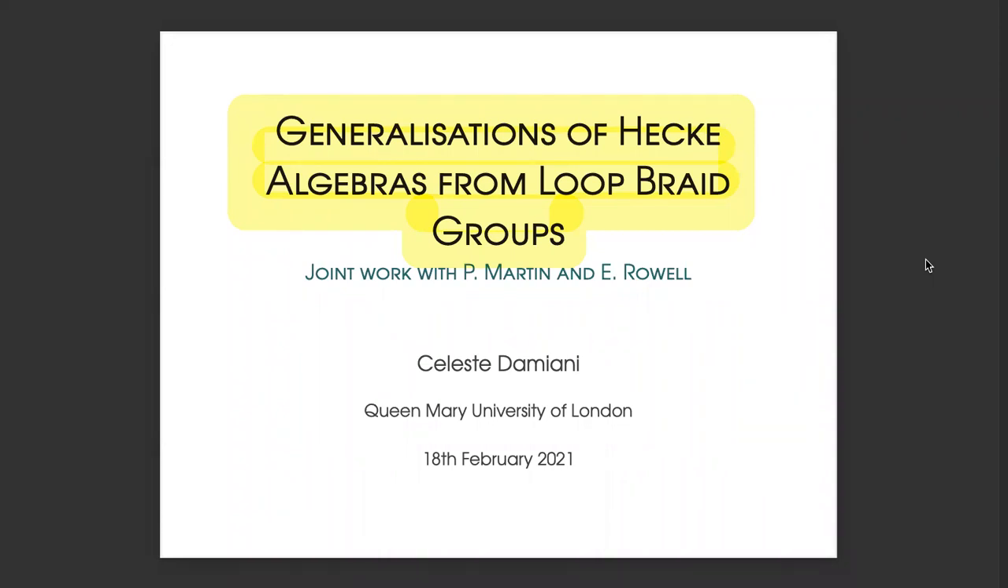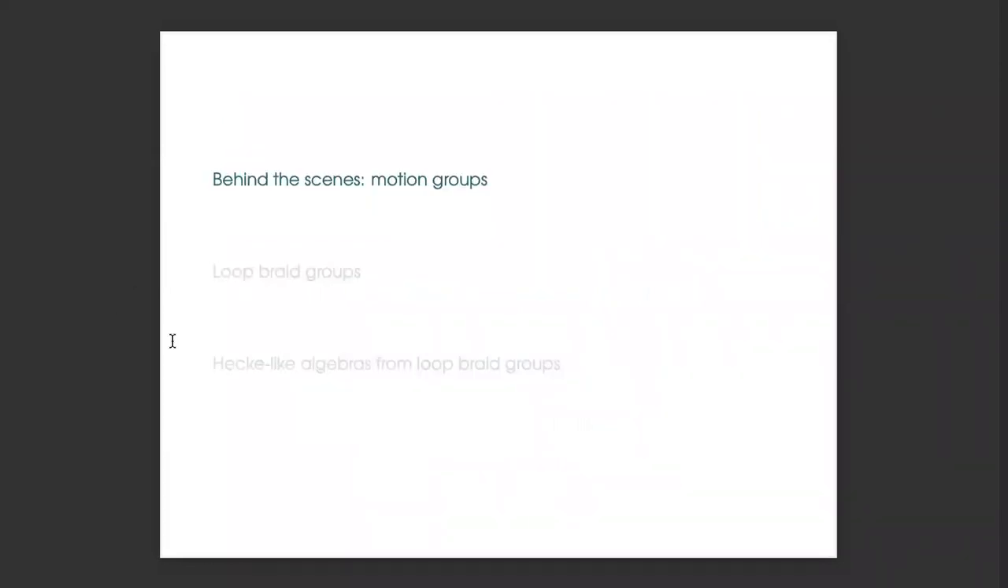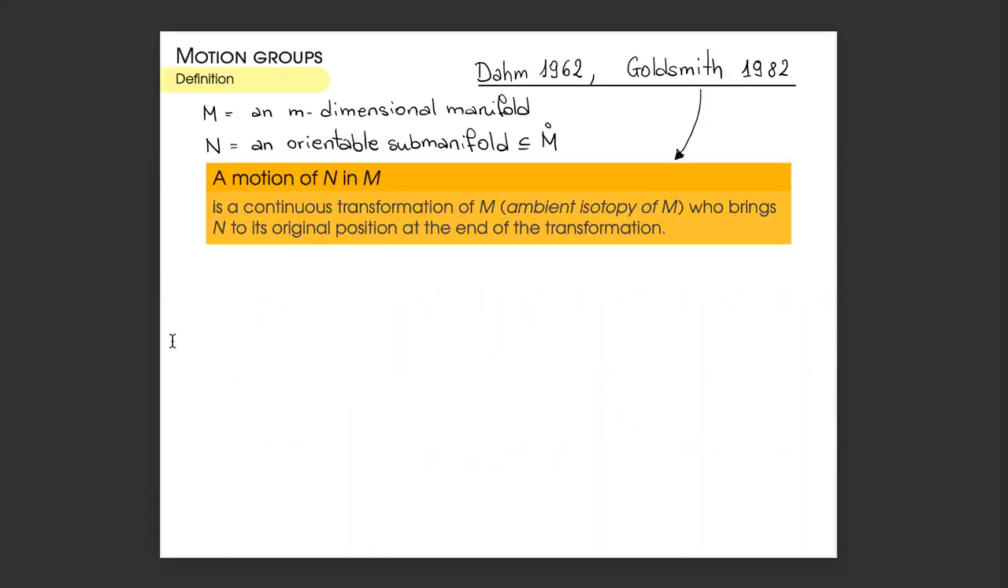So I will start by taking things a bit from afar, with some behind the scenes. I know this is a representation theory seminar, and the motivation is not going to be very representation theory. The motivation comes entirely from topology and lies in motion groups. So let's take M to be an m-dimensional manifold and N a submanifold in the interior of M. For the moment, we will not be very formal, just try to get ideas.